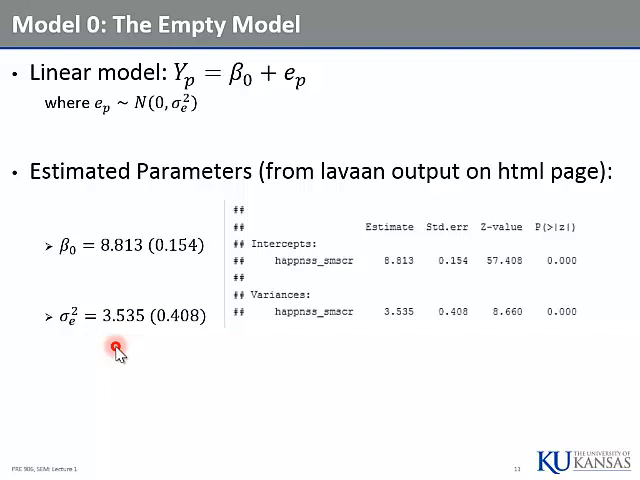But here's a number for you. What is 0.408 for the variance? Standard error for the variance. Have you heard of that before?